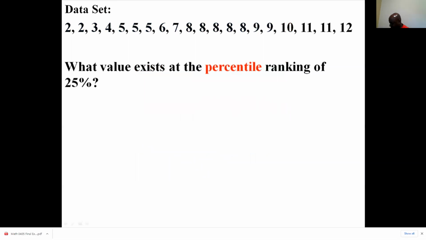So now we can kind of work backwards. What value exists at the percentile ranking of 25%? So we're asking basically what score has 25% of the scores below it. We can use this equation to find out which value number it is: the percentile divided by 100, multiplied by the sample size plus 1. So we're interested in the 25th percentile, so I do 25 divided by 100 times 20 plus 1, because we have 20 scores. And when I work all that out, I get a value of 5.25.